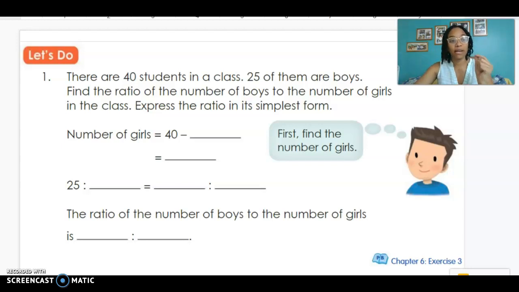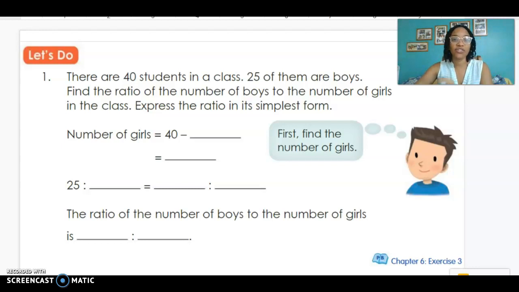So let's plan by solving for that missing information. We know the total and a part, the number of boys, but we don't know the other part. So we're going to use subtraction to figure out that answer. The number of girls is the same as 40 minus 25, which equals 15. So the ratio of the number of boys to the number of girls is 25 to 15. But wait, we can simplify.